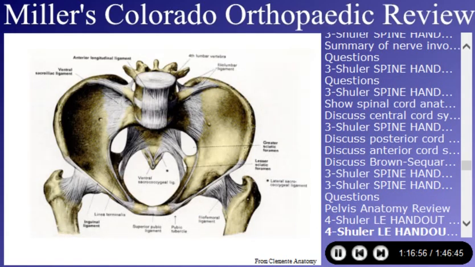Sacrospinous, sacrotuberous. Don't forget to disrupt the sacrospinous and sacrotuberous ligaments. You have to have greater than 2.5 centimeters of disruption on the anterior pelvis.